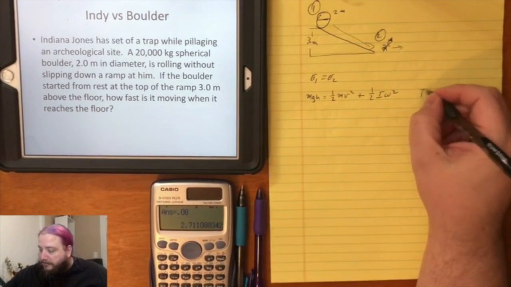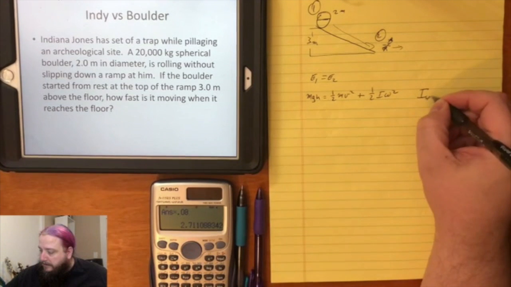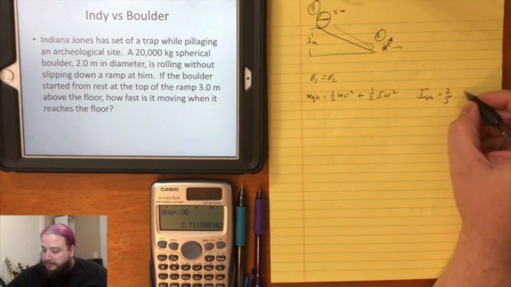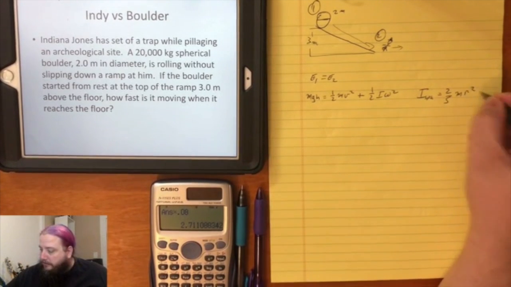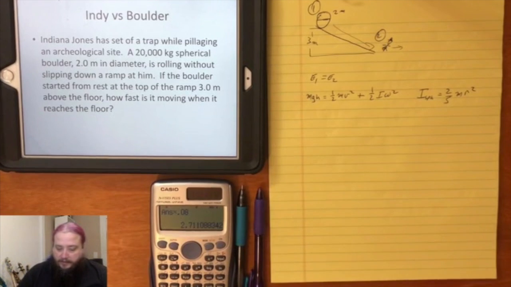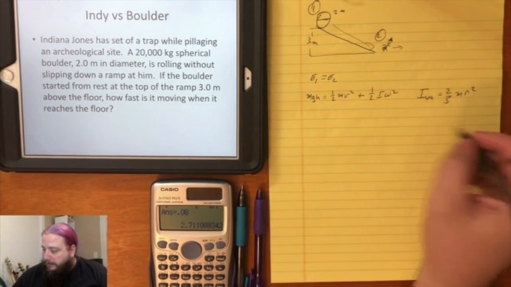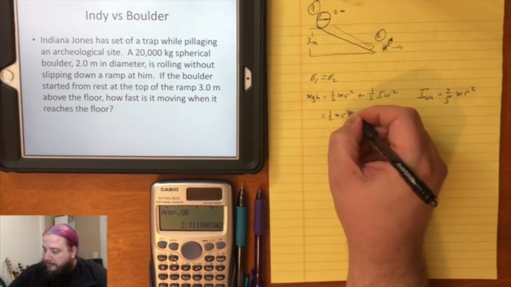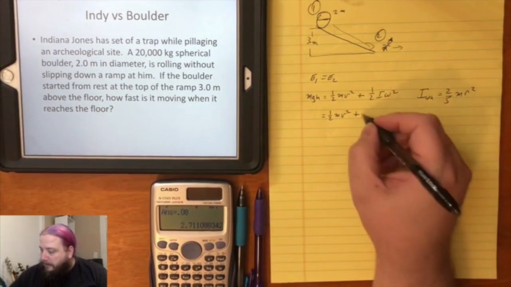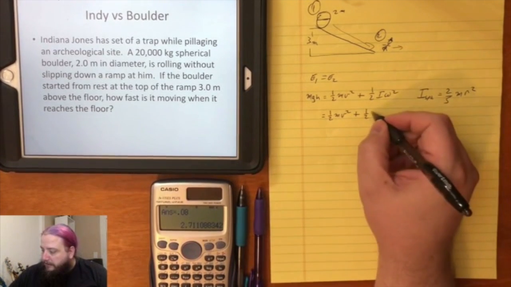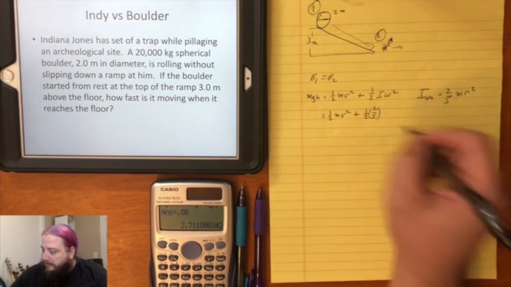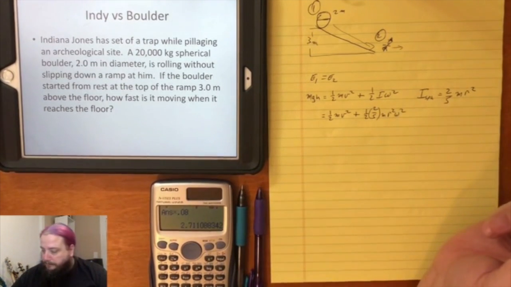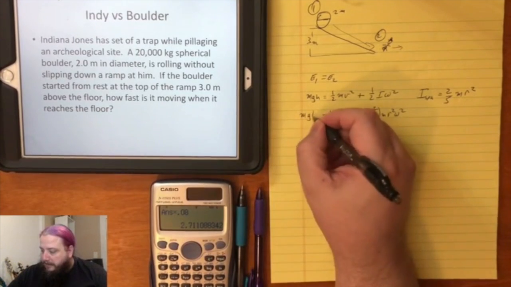For a solid sphere here, we've got a moment of inertia of 2/5 mr squared. And so we can put that over here. So this is 1/2 mv squared plus 1/2 times 2/5 mr squared omega squared equals mgh.